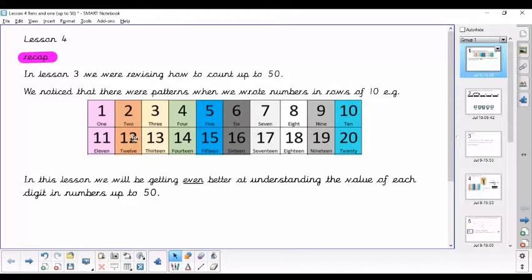This is another recap lesson for year 1 children moving up into year 2. In lesson 3, we were revising how to count up to 20. We noticed that there were patterns when we wrote numbers in rows of 10, and you can see that lesson on my channel. In this lesson, we will be getting even better at understanding the value of each digit in numbers up to 50.